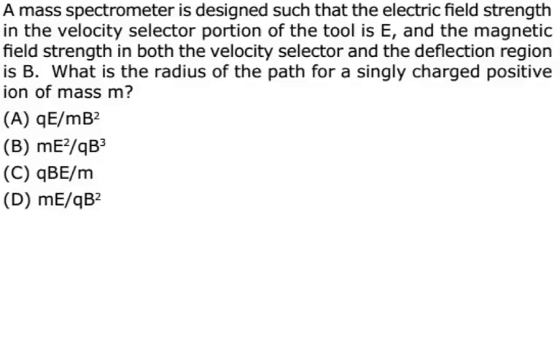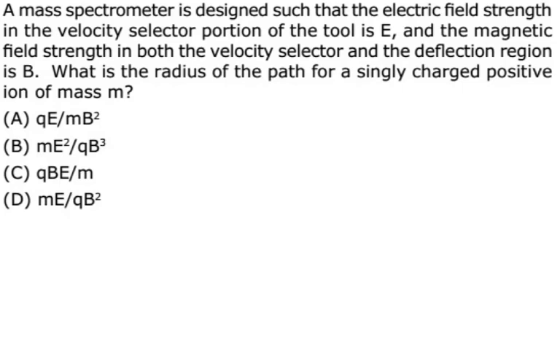There are a few questions that I found in the study guide for AP Physics 2, and I just wanted you to see that a lot of AP questions, multiple choice especially on the AP exam, are going to be formula related. In this question they say that a mass spectrometer is designed such that the electric field strength in the velocity selector of the tool is E, and the magnetic field strength in both the velocity selector and the deflection region is B.